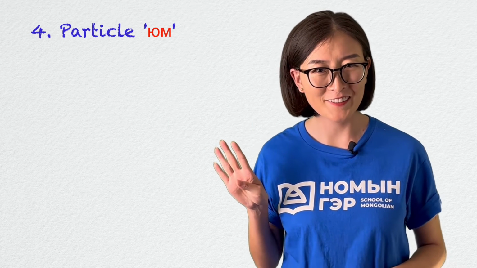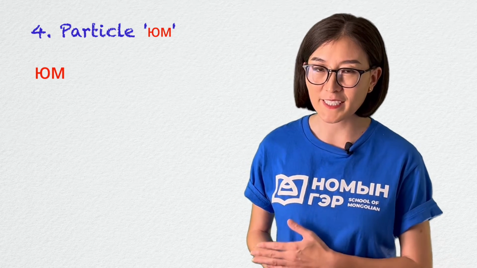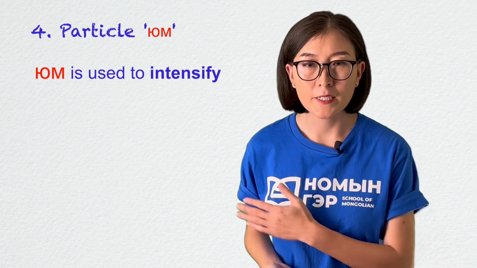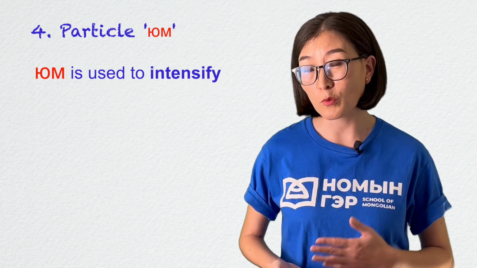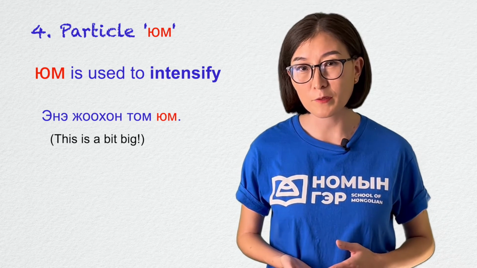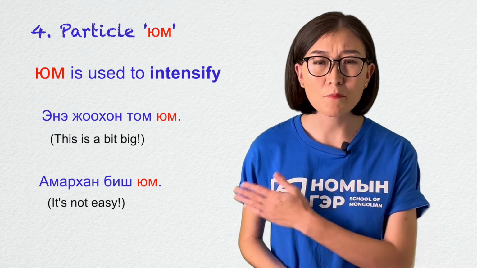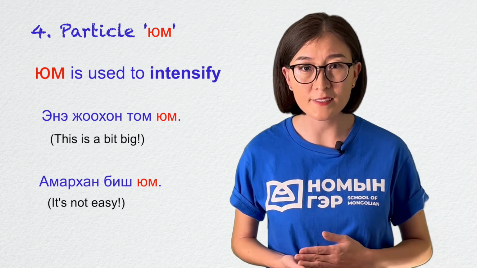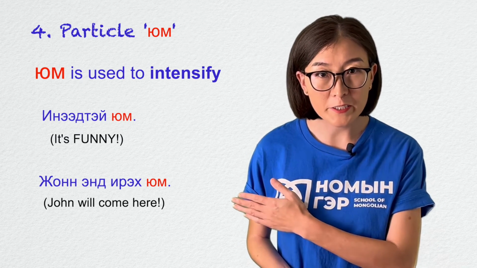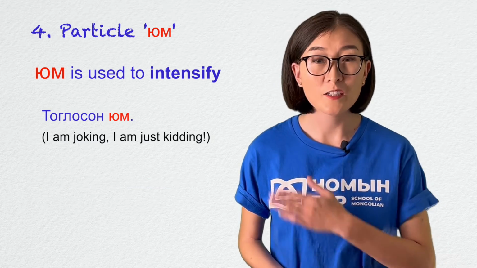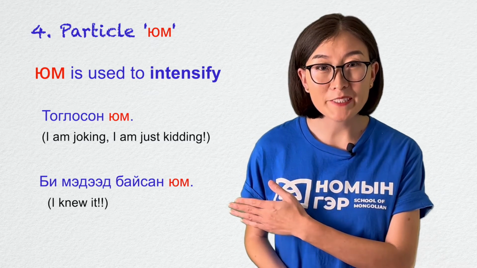Number 4. Next particle is yum. The function of this particle is to intensify a bit. It's difficult to translate, but I will give some examples. We will look at few ways to use this particle. For example, in jochen tomyum. This is a bit big. Amarchan bishum. It's not easy. Inetteyum. It's funny. John and Irhim. John will come here. Togusim. I'm joking. I'm kidding. Bi mided basim.